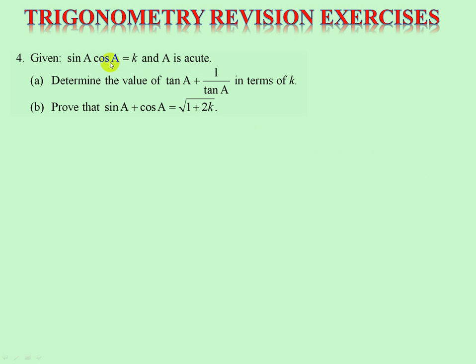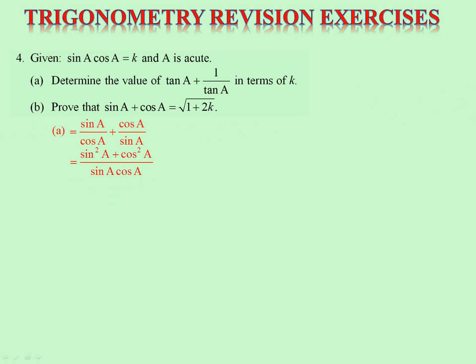That looks like a double angle formula, but I'm not even going to go there yet. I have to find the value of tan A plus 1 over tan A in terms of k. So I'm not going to try to see the end result. I'm going to simplify that first by changing to sine and cos. Sine over cos, that's 1 over sine over cos, which I can write as cos over sine. There we are, cos over sine.